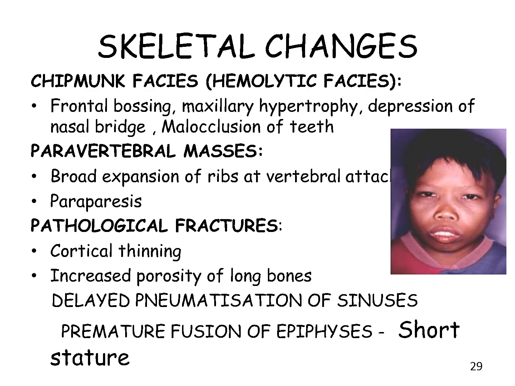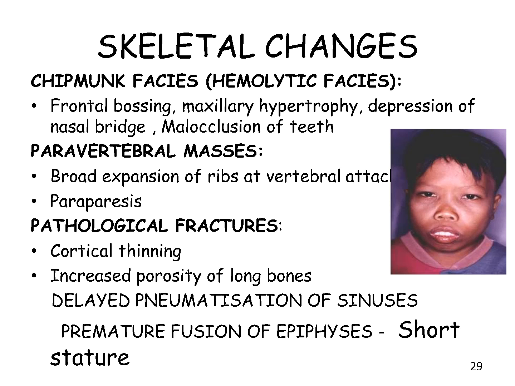Skeletal changes are the major feature of thalassemia. There will be chipmunk facies, also called hemolytic facies. There will be frontal bossing, maxillary hypertrophy, depression of nasal bridge, malocclusion of teeth. There will be paravertebral masses. This is due to the broad expansion of ribs at vertebral attachment.